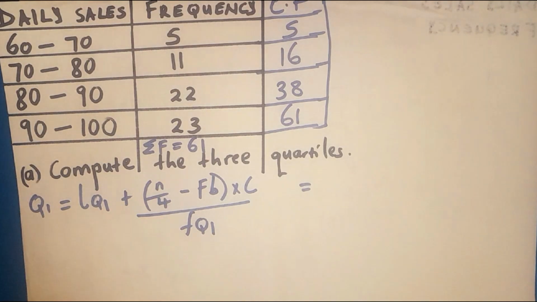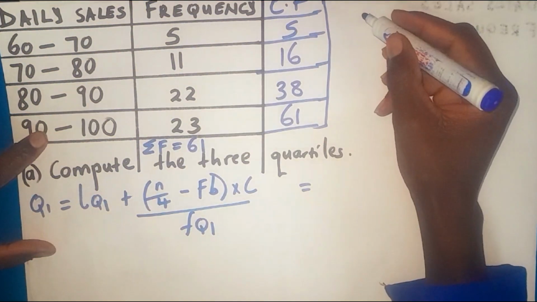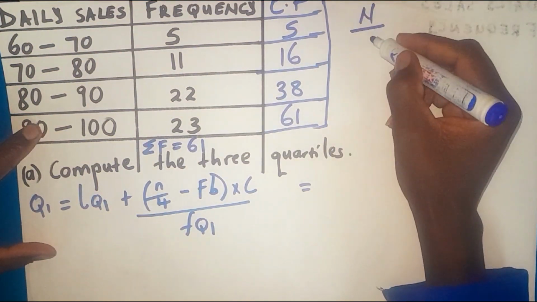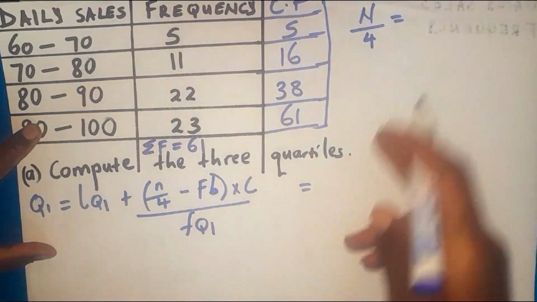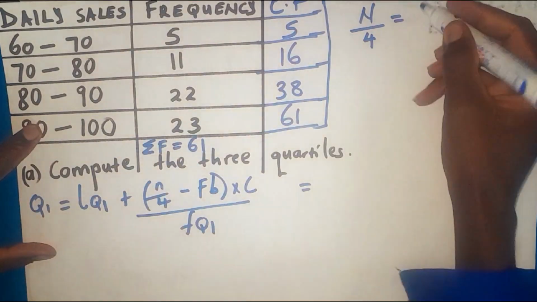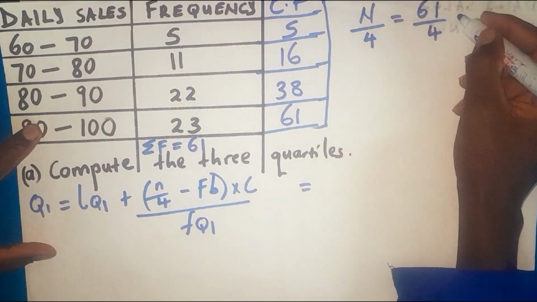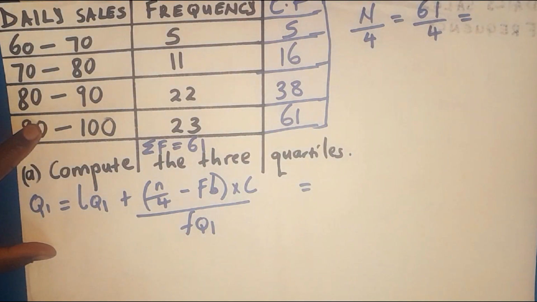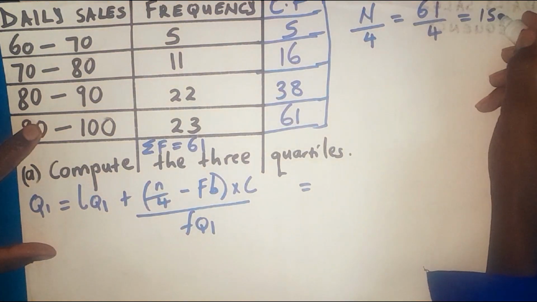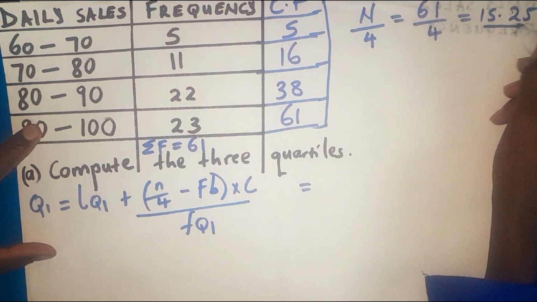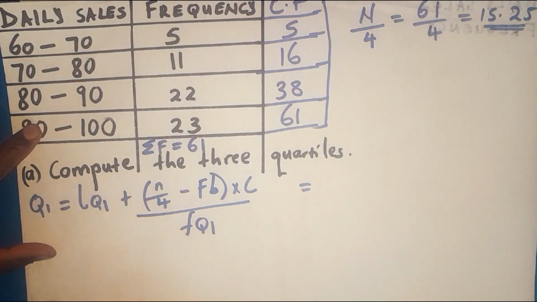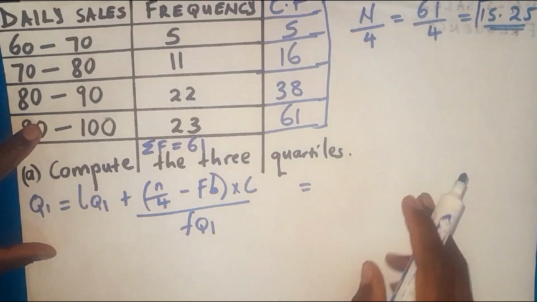So now we need to identify where the quartile class is located. To identify the quartile class, we say n divided by 4, where n is the total frequency, which we already have. So we're going to say 61 divided by 4. It's going to give us 15.25. So it means the first quartile class is located at the observation of 15.25.